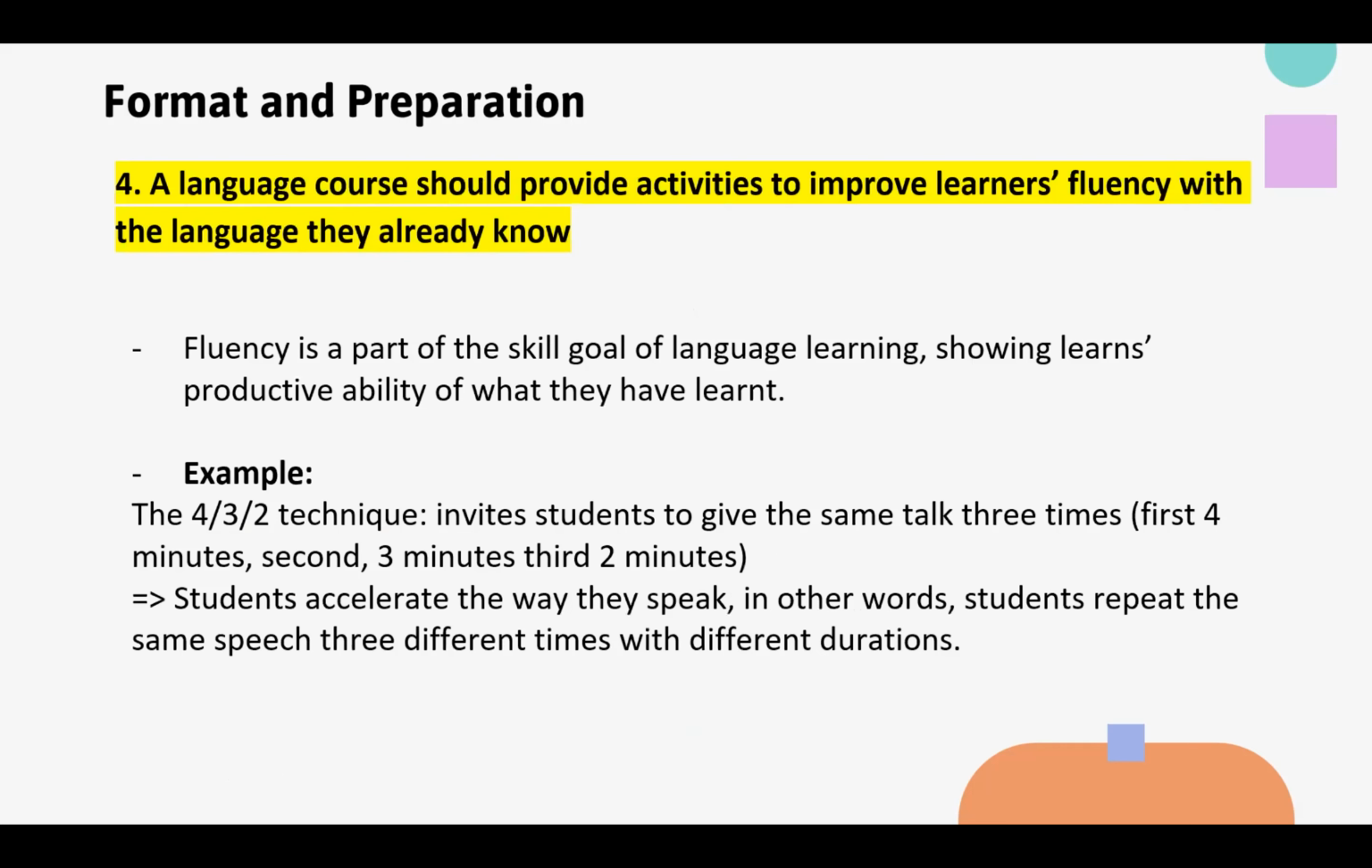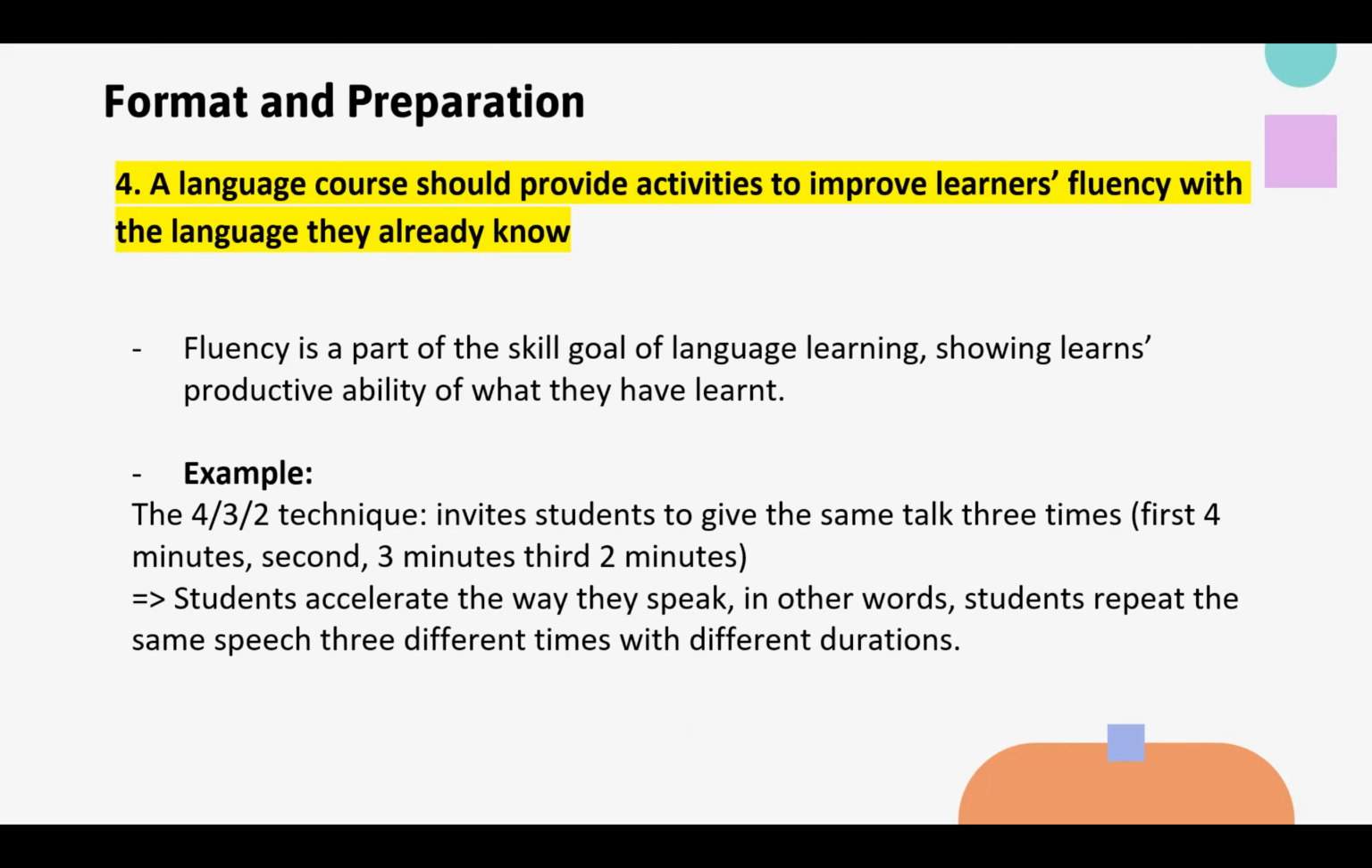Principle number 4: a language course should provide activities to improve learners' fluency with the language they already know. Fluency is a part of the skill goal of language learning and shows learners' productive ability with what they have learned. For example, when we learn how to speak, there will be the technique of 4, 3, and 2.